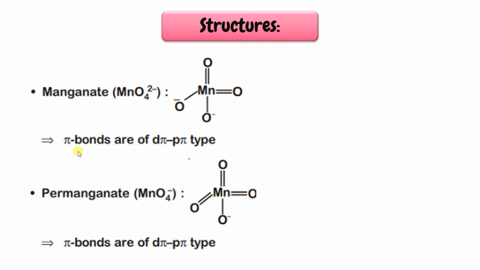In this manganate, this can be asked in your entrance exam, which type of pi bonds are there in manganate. So that is d pi p pi bonding. D pi p pi, because in this, a d electron and a p electron form a pi bond over here. So that's why this is called d pi p pi bonding, and there are 2 d pi p pi bonds in the manganate. Now permanganate, again this is d pi p pi, and in this permanganate the 3 d pi p pi type of bonding are there. Got it?